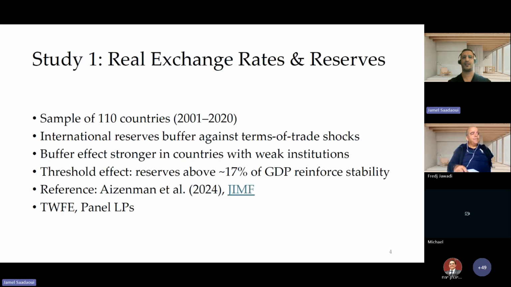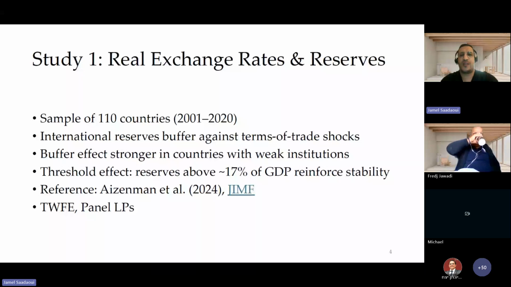So let us start with the first study which we are going to replicate. We have a sample of a large cross-section of more than 100 countries observed in the 2000s. We select the period from 2001 to 2020 to have a period where financial integration is high, and thus in theory it should reduce the need for international reserves in the central banks.